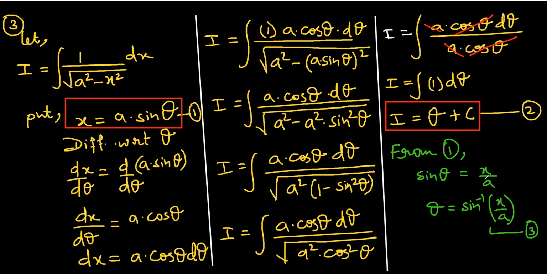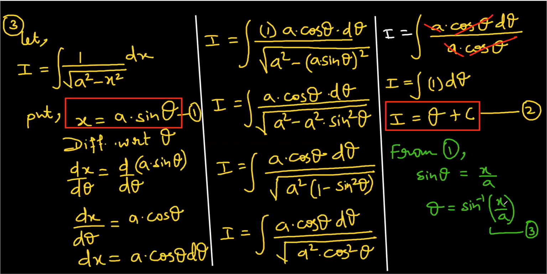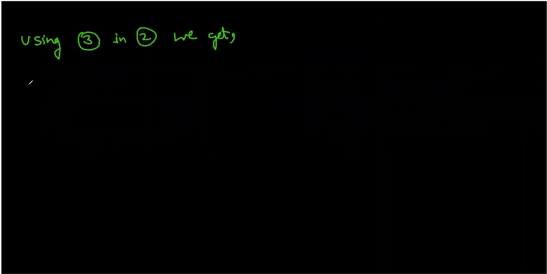Using 3 in 2, we get, students, I equals theta plus c. Therefore, I equals sine inverse of x over a plus c.